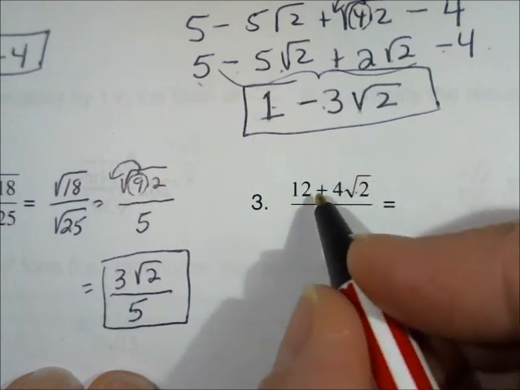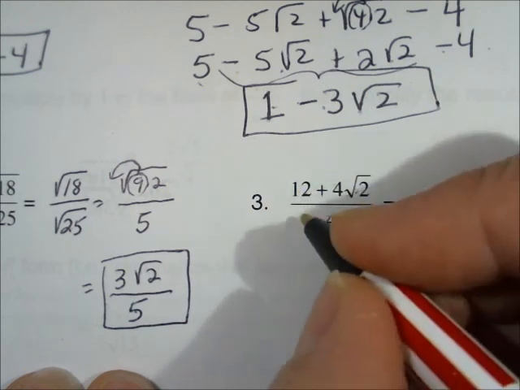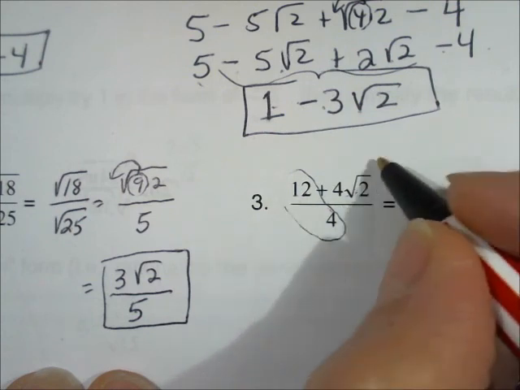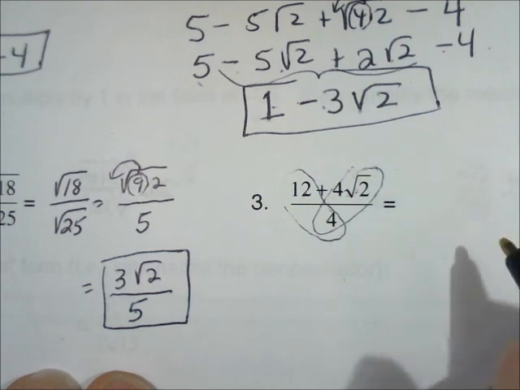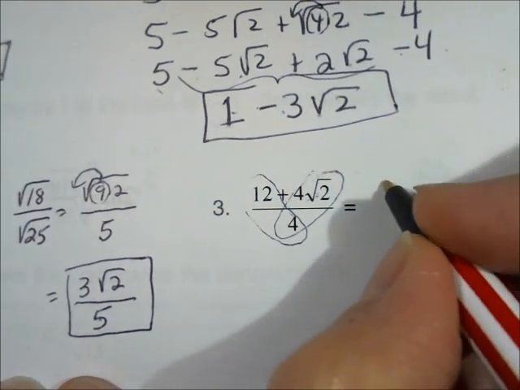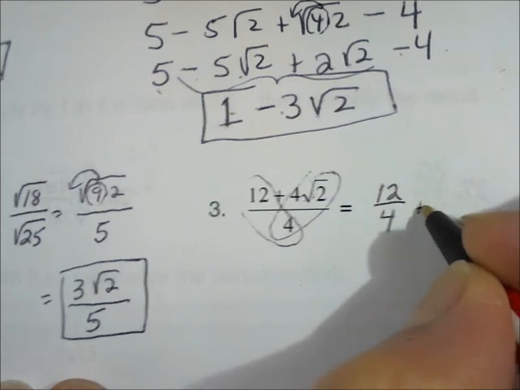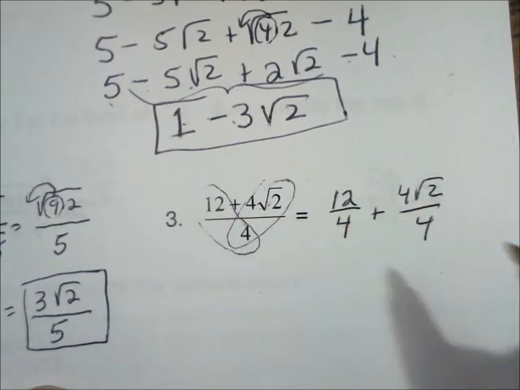Well, what that means is each one of these terms of the binomial is going to be divided by 4. So we're really going to split this up into 2 fractions. We're going to split it up into 12 over 4, and then you're going to add to that 4 square root of 2 over 4. So let's just rewrite that, both of them being divided out by 4. 12 divided by 4 plus 4 square root of 2 over 4. See that? 2 fractions come out of 1.